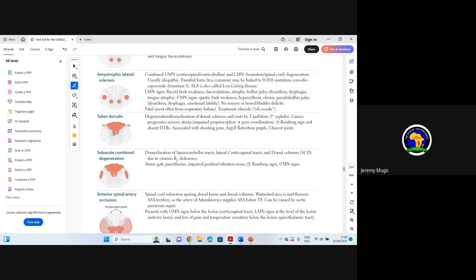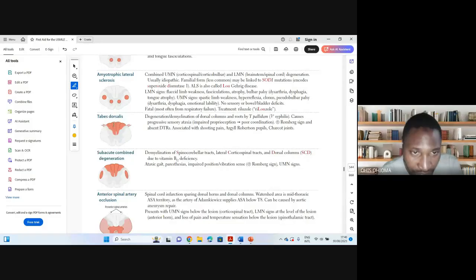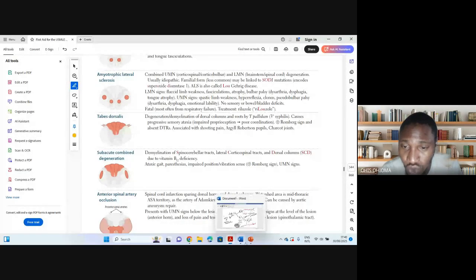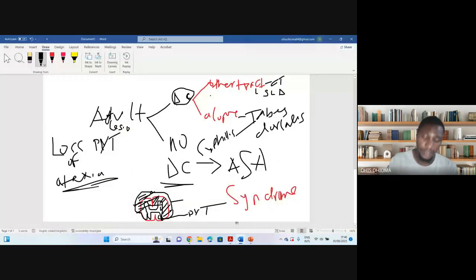So if it's only the dorsal column that's affected, that means the patient will present with only loss of pain, vibration, proprioception, and loss of deep tendon reflex. That's all the patient will present with. The patient will not present with any other thing like corticospinal tract involvement or spinothalamic tract involvement or anything at all, right? That's what I said for tabes dorsalis.